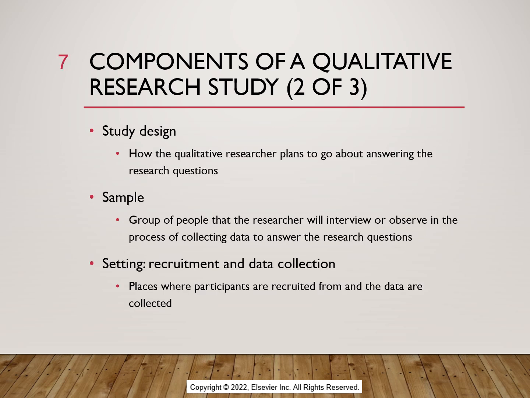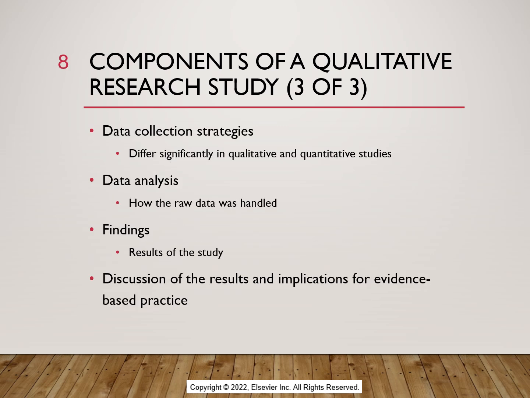The study design is how that qualitative researcher plans to go about answering the research question. The sample, just like in quantitative studies, is the group of people that the researcher will interview or observe to collect the data. The setting is where the participants are recruited from or where the data are collected. Data collection strategies differ significantly. As I already mentioned, in quantitative, we use numbers, we quantify ideas. This time we want to collect words, and a lot of times they're done in semi-structured interviews that are recorded and then transcribed. And then the researchers will look through those transcripts looking for some themes, some recurring themes.